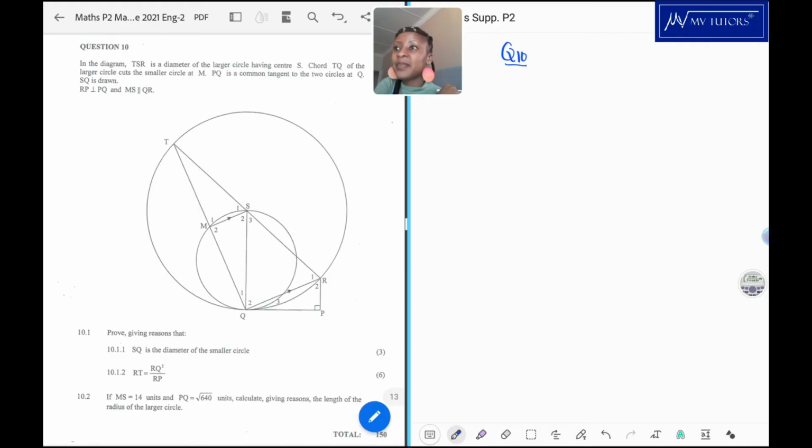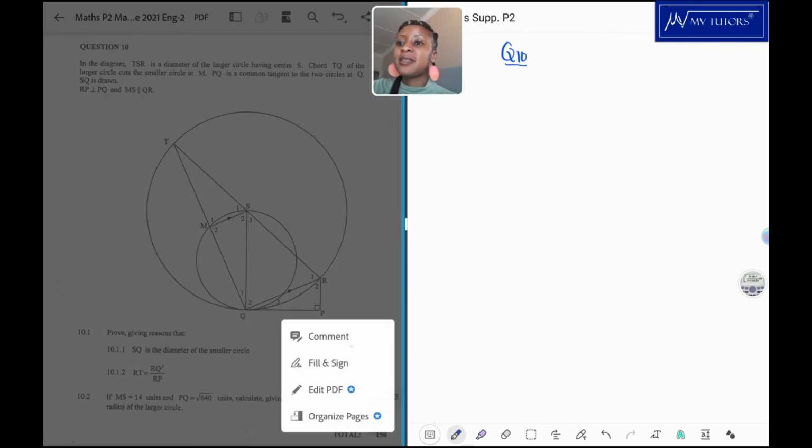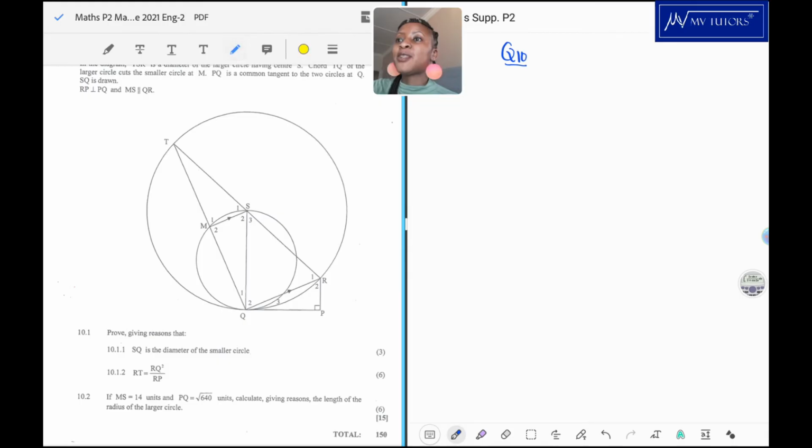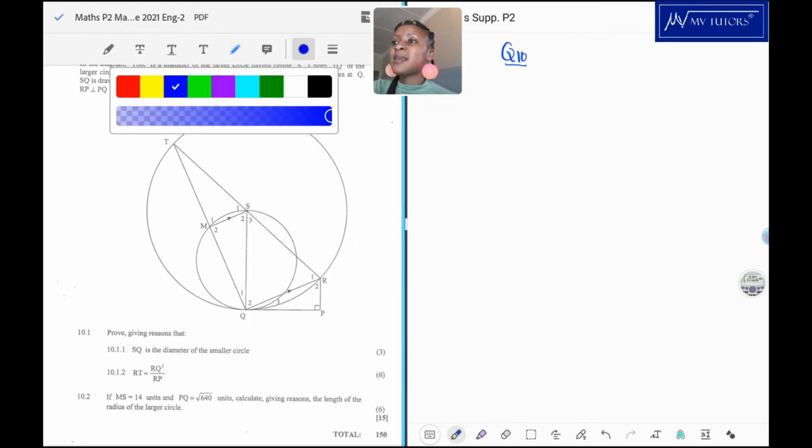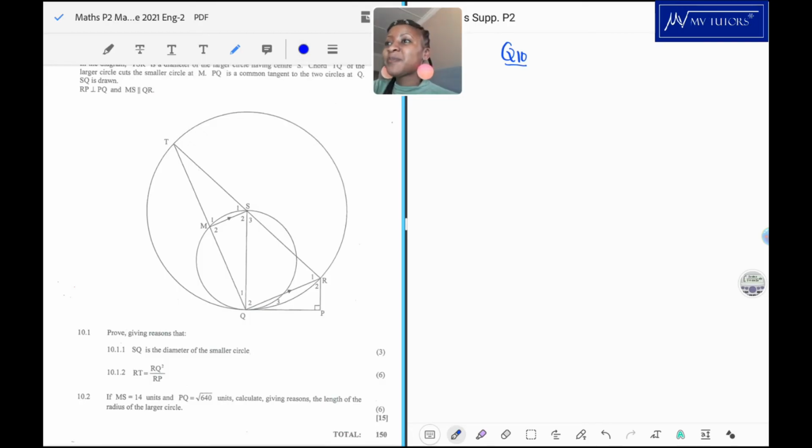What does it say? In the diagram, TSR, okay, let me just have my pen ready so that I can make notes as soon as they say something of worth. Okay, so in the diagram, gosh.